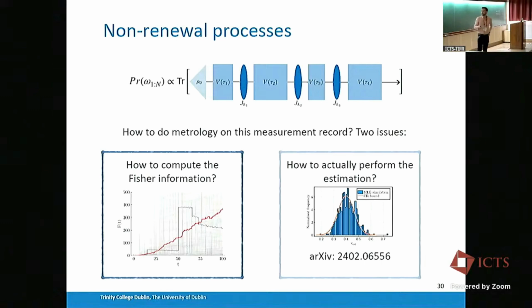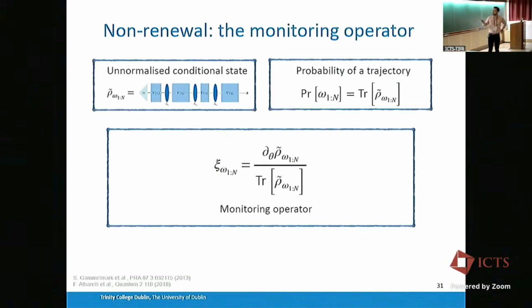Yeah? And so there are a couple of tricks that we can use. I'm not sure if Klaus might tell you these a little bit more didactically and in more detail tomorrow. But let me give the gist of it here. We can employ a tool called the monitoring operator, which is defined like this. So it's the derivative of the unnormalized state, being this thing up here, with respect to the parameter, and then divided by the probability, by the trace of this unnormalized state. Yeah? So the sort of normalized version of the derivative.